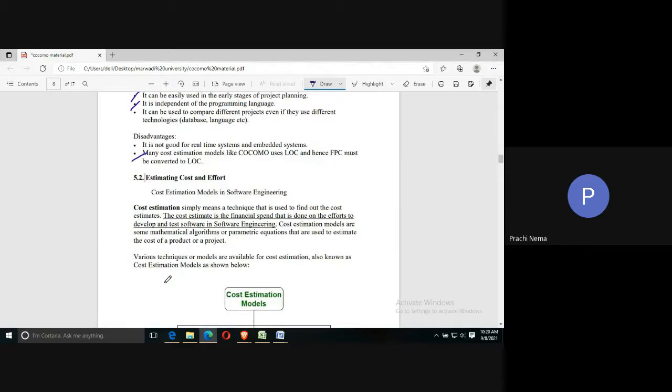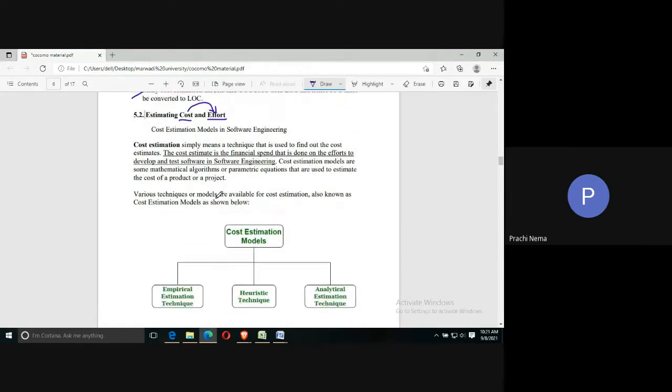Okay? Now comes, after estimating size, the estimation of cost and effort. So cost is what? Cost is defined as the financial spend that is done on the effort to develop. So all the money that has been spent on the effort put into developing the product and testing the product. So cost will be a factor based on the effort which we are putting in to develop the software.